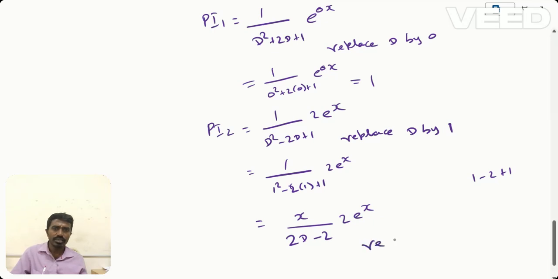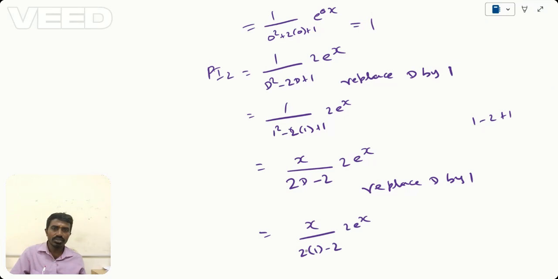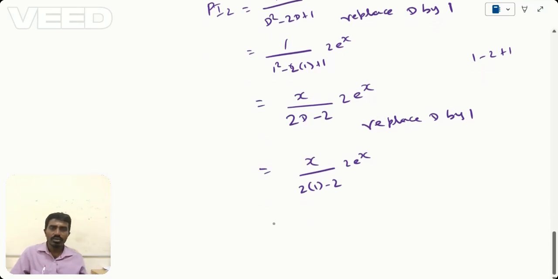Now again replace D by 1. Then what you may get? x by 2 into 1 minus 2, into 2e power x. So once again you are getting 0 in the denominator. Then once again you multiply x in the numerator. Already one x is there, so you get x square by, differentiate this denominator with respect to D. Then what you may get? 2 into 2e power x. So this 2 and 2 get cancelled. Then you get simply x square e power x.